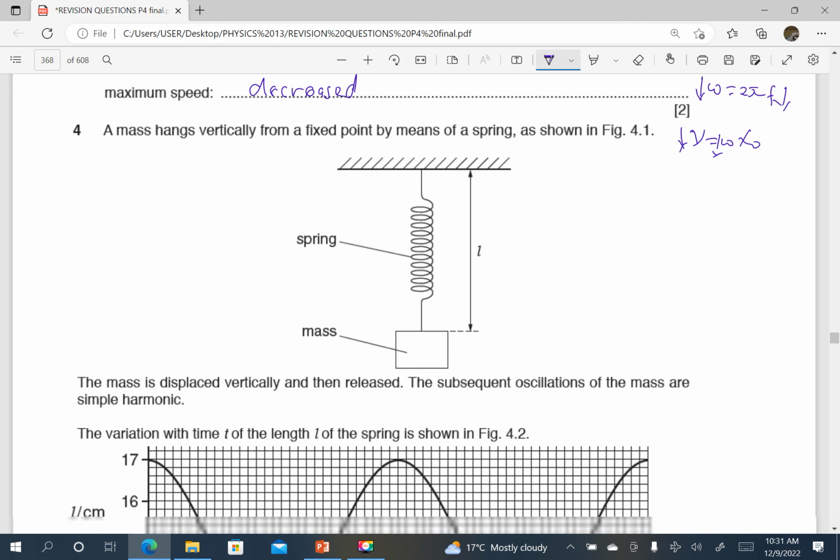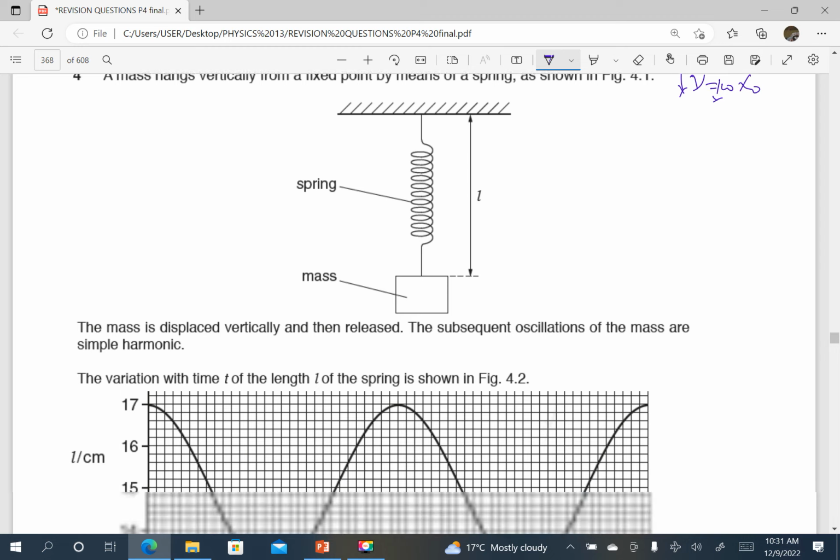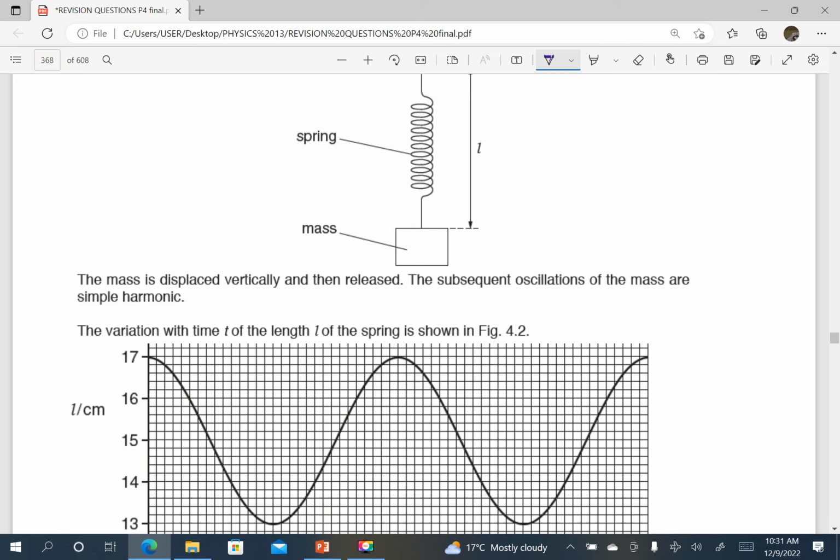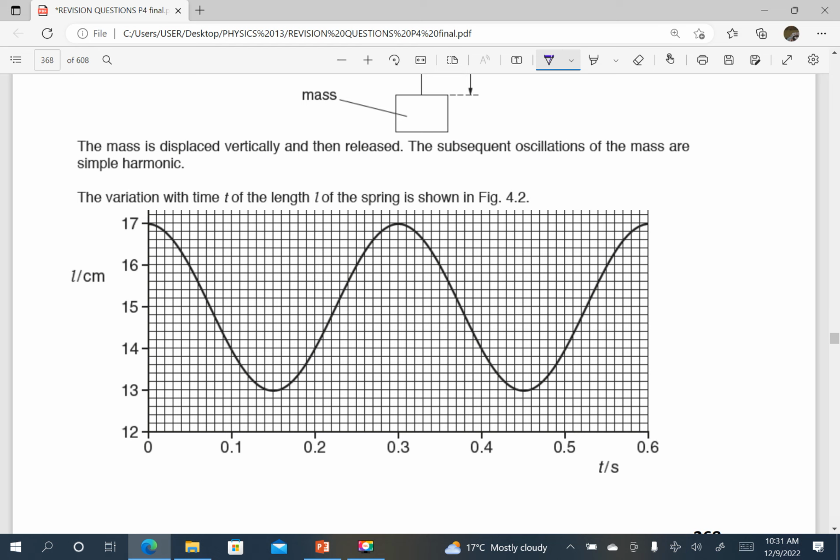A mass hangs vertically from a fixed point by means of a spring, as shown in the diagram here. The mass is displaced vertically and then released. The subsequent oscillations of the mass are simple harmonic. And they have given us a graph for the variation with the time t of the length L of the spring shown here.